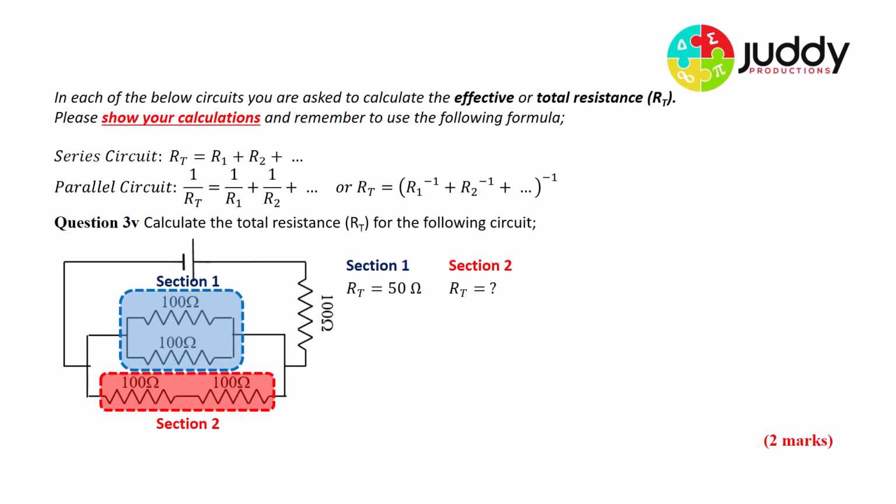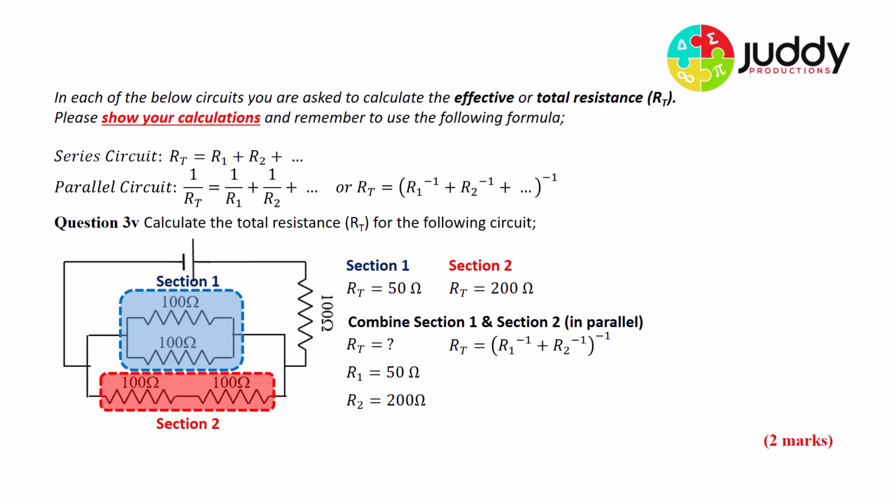Section 2 down the bottom, we've got a total resistance we're trying to calculate for section 2. R1 is 100, R2 is 100. They're clearly in series. We add them together, so the total resistance for section 2 is 200. We want to combine section 1 and section 2, which are both together in parallel. Section 1's resistance is 50 ohms and section 2's resistance is 200 ohms. Add them together in parallel, and we end up with a total combined resistance of 40 ohms.